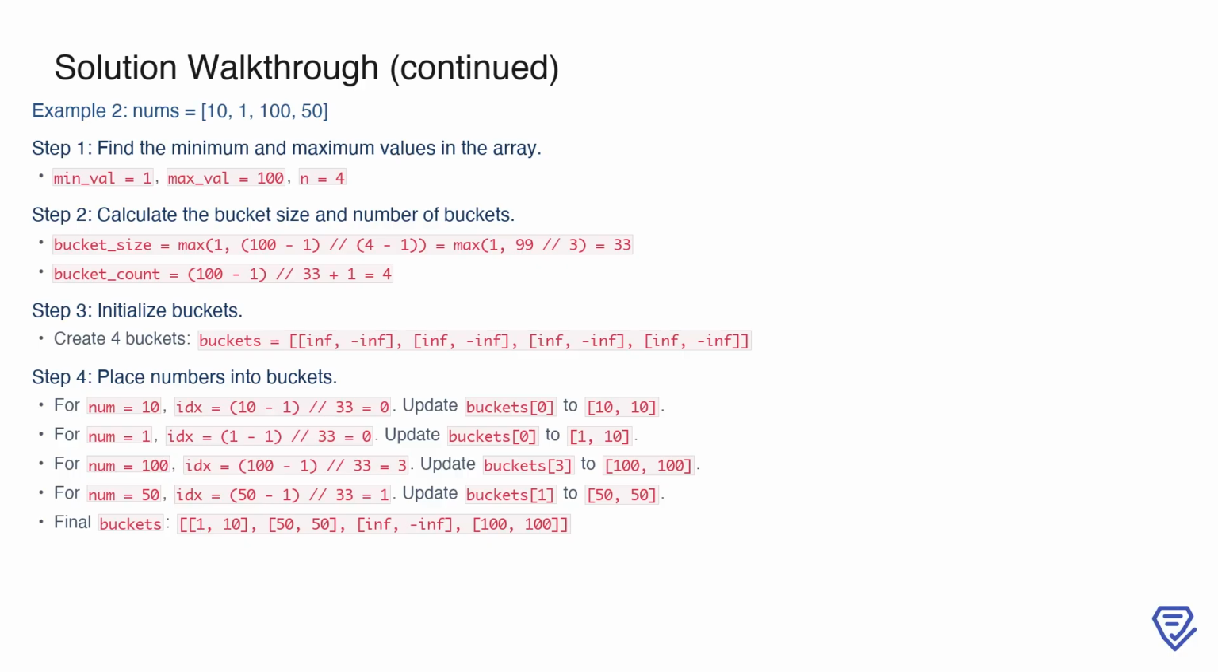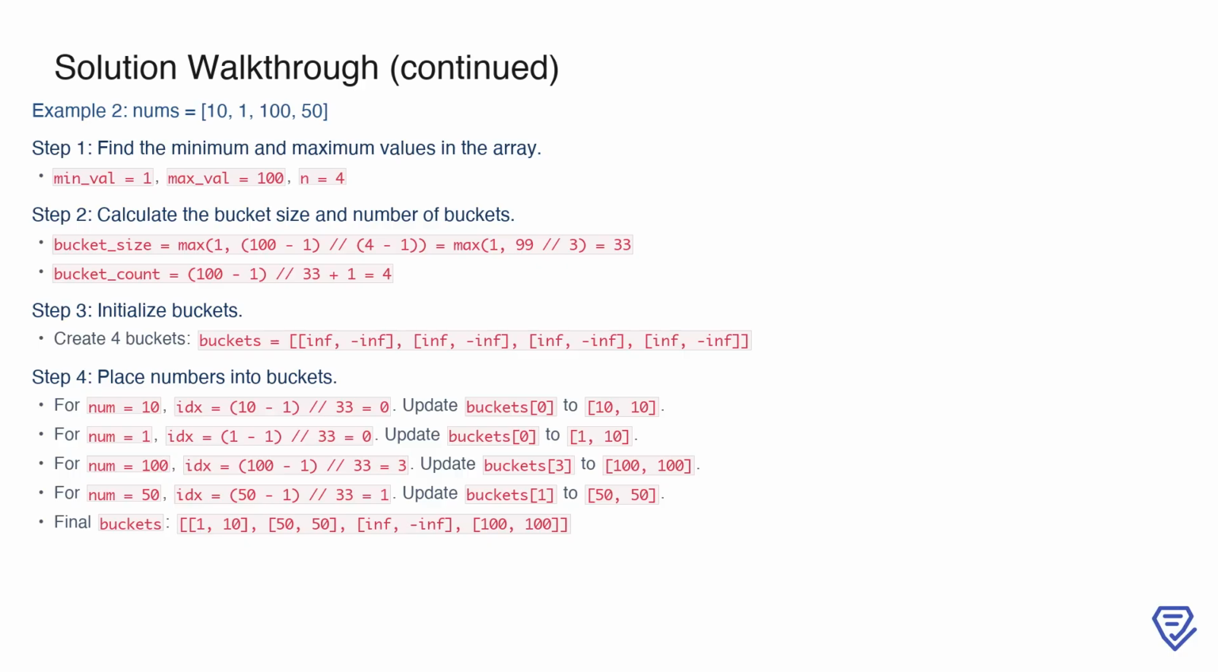[INF, -INF]. Next, we distribute the numbers into their respective buckets. For number equals 10, the index is (10 - 1) / 33 equals 0, so the first bucket updates to [10, 10]. The number 1 also falls into the first bucket, updating it to [1, 10]. For 100, the index is (100 - 1) / 33 equals 3, placing it in the fourth bucket as [100, 100]. Finally, 50 goes into the second bucket with an index of (50 - 1) / 33 equals 1, updating it to [50, 50].